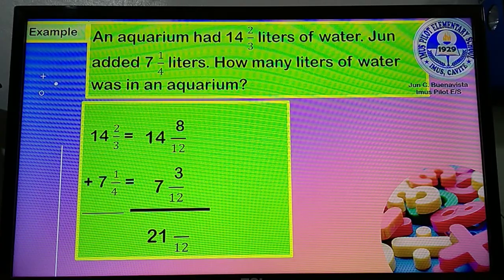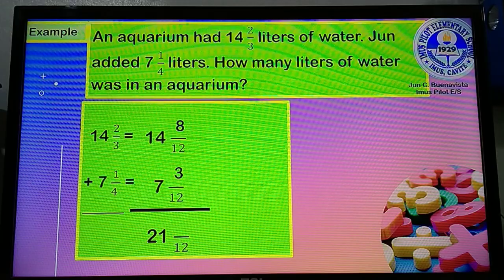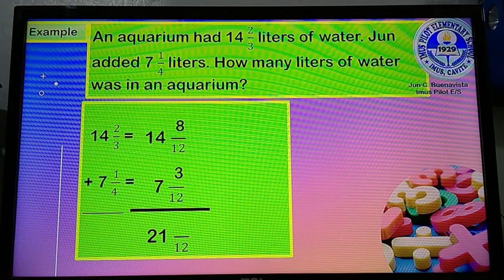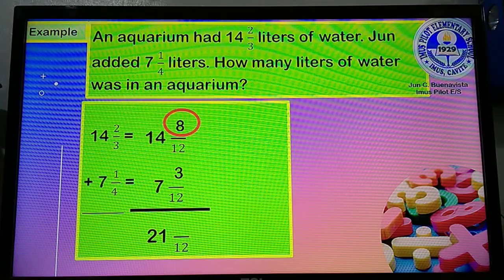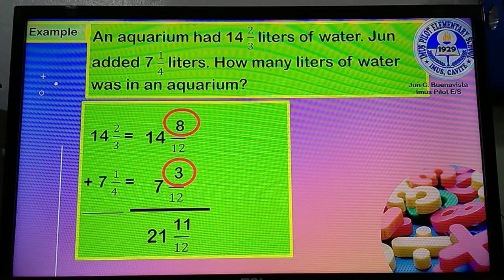Copy 12. Then, add only the numerators. Tandaan, ang ina-add lang natin ay numerators. Kinokopya lang si denominator, pero ang common, yung kaparehas. So, 8 plus 3 equals 11. So, look at now our answer or your sum.